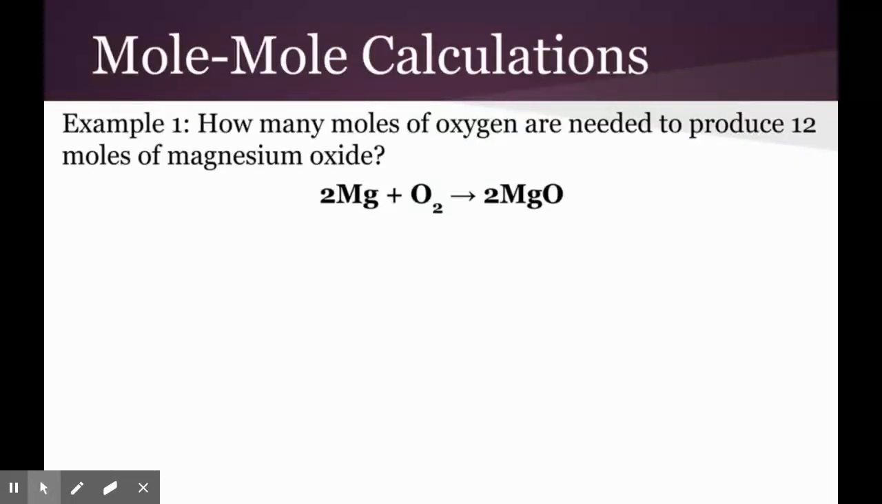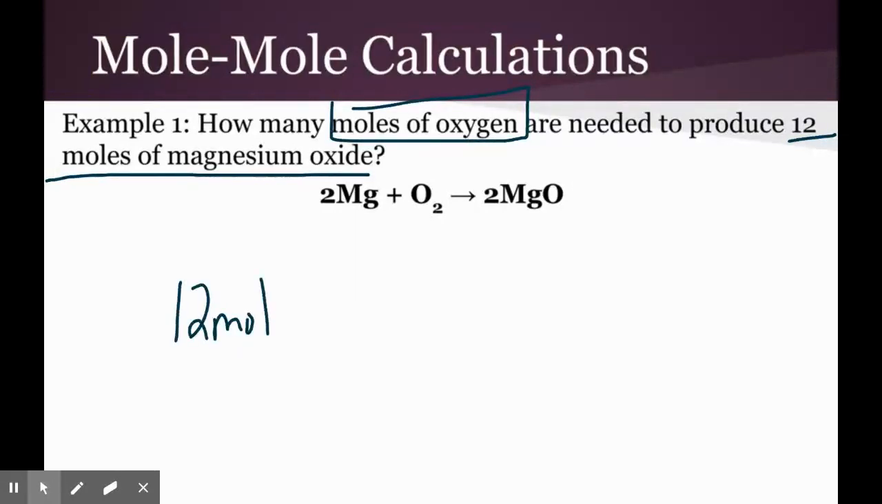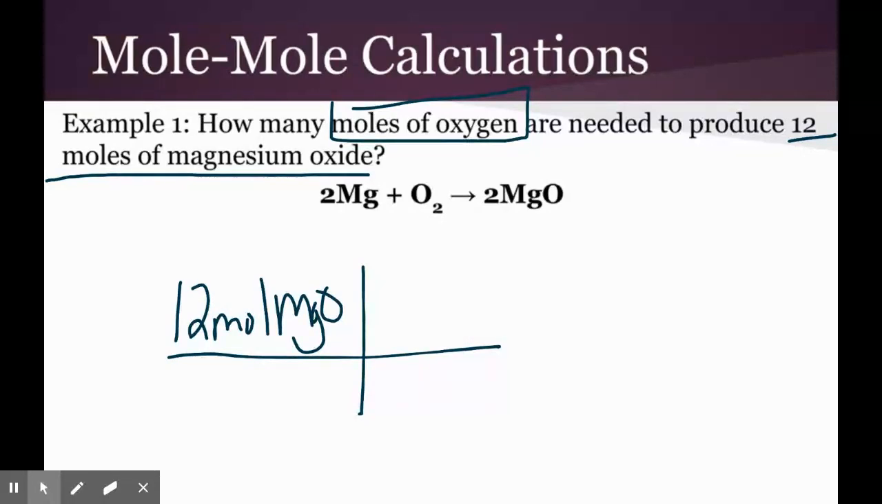Okay, so example number 1 says how many moles of oxygen are needed to produce 12 moles of magnesium oxide. So 12 moles of magnesium oxide is our given information. Moles of oxygen is what we're looking for. So you want to start by writing your given information and draw your T-chart.